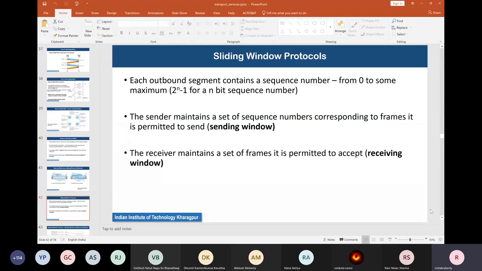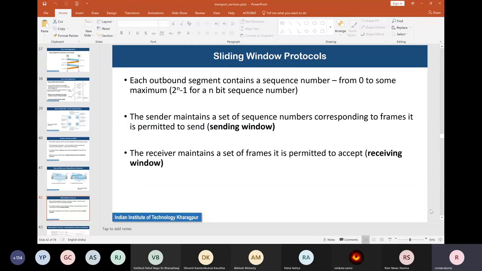And there is a sliding window and a receiving window. Please understand that this 2 power n minus 1 is not the sliding window size. This is a sequence number space, 0 to 2 power n minus 1. So the concept of sequence number and the concept of sliding window are different.